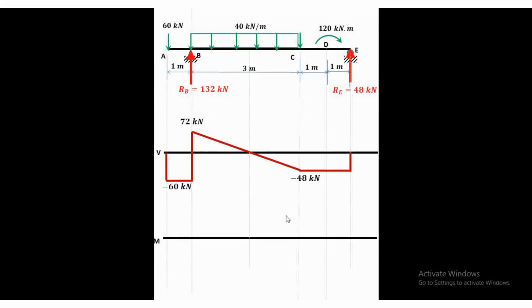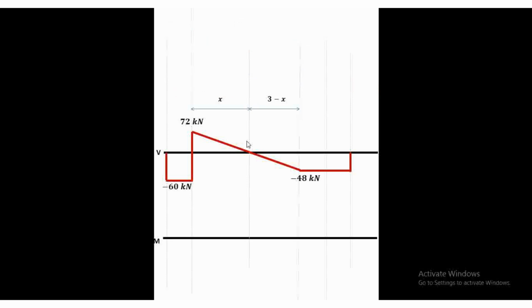But before we can draw the moment diagram, mapapansin ninyo, nag-0 dito sa point na to. So, I need that distance. Again, let's use our favorite variable, x. Let that distance be x, and the other side is 3 minus x. Now, pag we need to solve for x, paano? Using the ratio and proportion, yung triangle na ito, tsaka yung triangle na to, similar triangles, my x is equal to 1.8 meters.